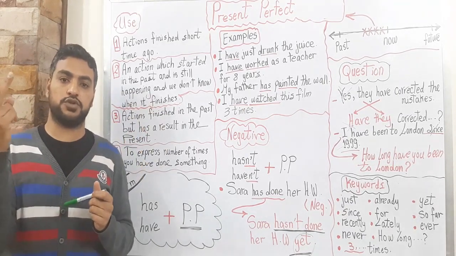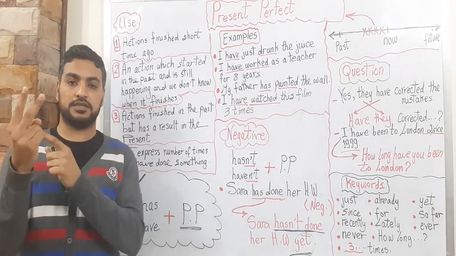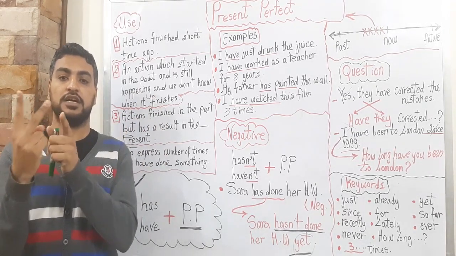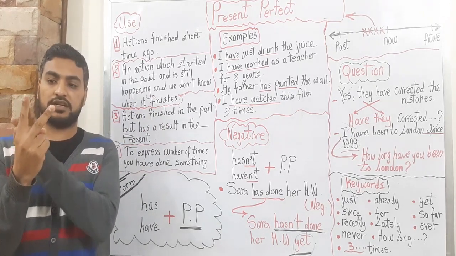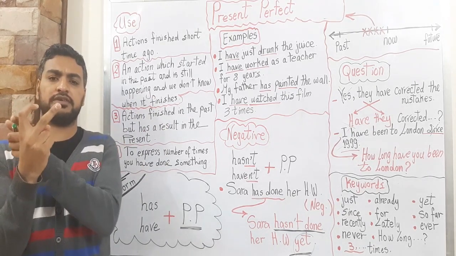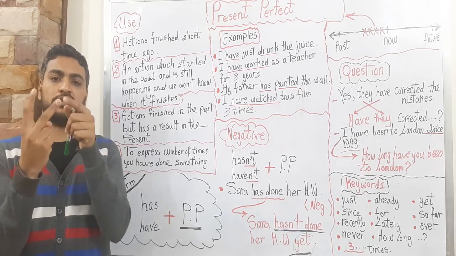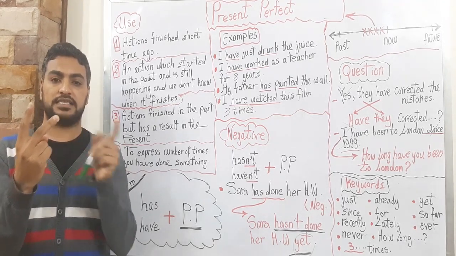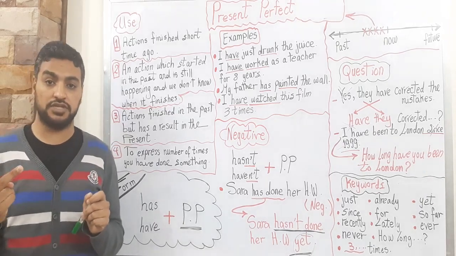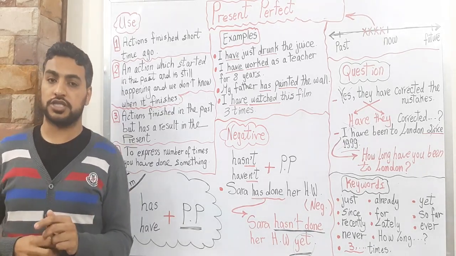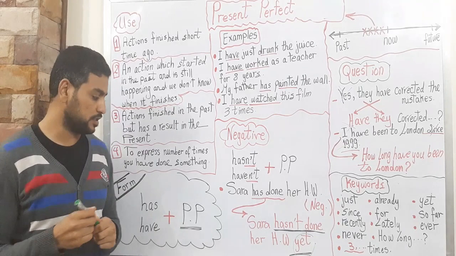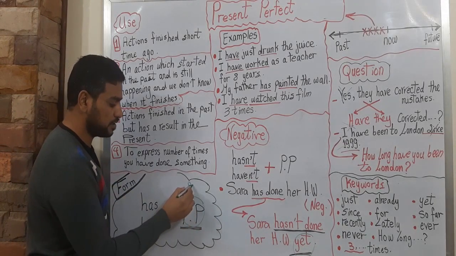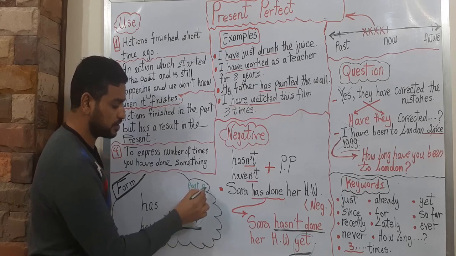It consists of two parts, like the present continuous. Am, is, are plus verb-ing. This is the present continuous. So what about the present perfect? It consists of has or have plus PP. What's PP? It's an abbreviation for what? Past participle. This is PP, past participle.